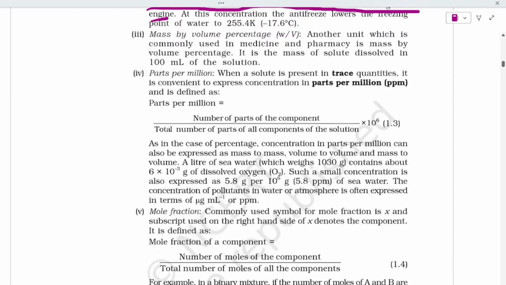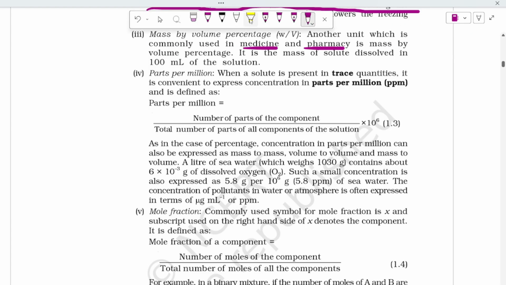Now if you see the next, mass by volume, mass is denoted by W and volume is denoted by capital V, so that's why we write W/V. This is another unit commonly used in medicine and pharmacy. It is the mass of solute dissolved in 100 ml of solution. It is the mass of solute that is present in 100 ml of solution.